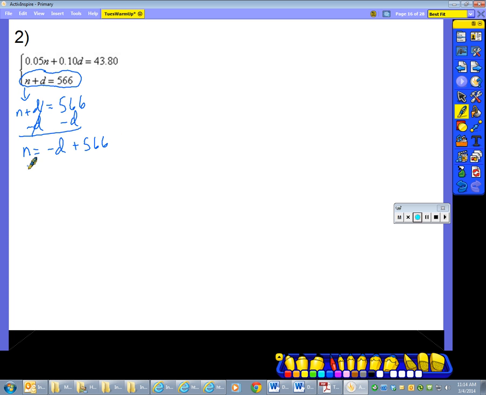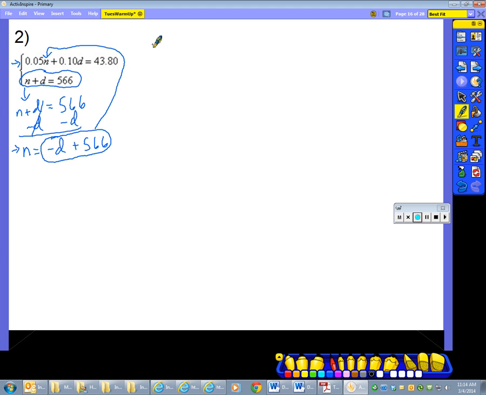Alright, so now I've got this equation and I've got this equation. Those are my two equations I'm working with. And I know N equals all of this stuff. That's what N equals. So what I can do is put all of this stuff, sub it in for N. And whenever I do that, my equation is going to look like this.